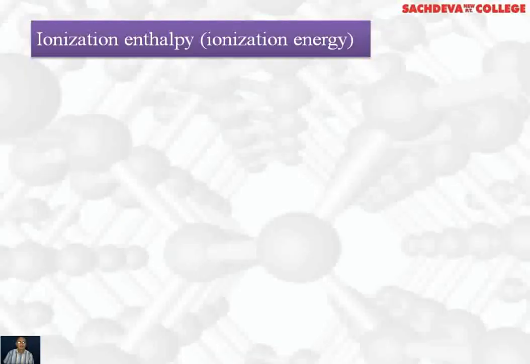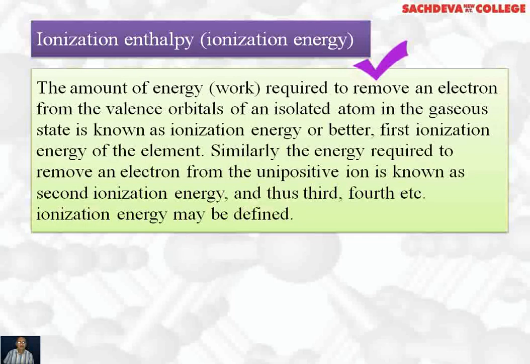Next, we are going to take up ionization enthalpy. It is also called ionization energy. It is defined as the amount of energy required to remove an electron from the valence orbitals of an isolated gaseous atom, or isolated atom in gaseous state. It is better called first ionization enthalpy or first ionization energy of the element.